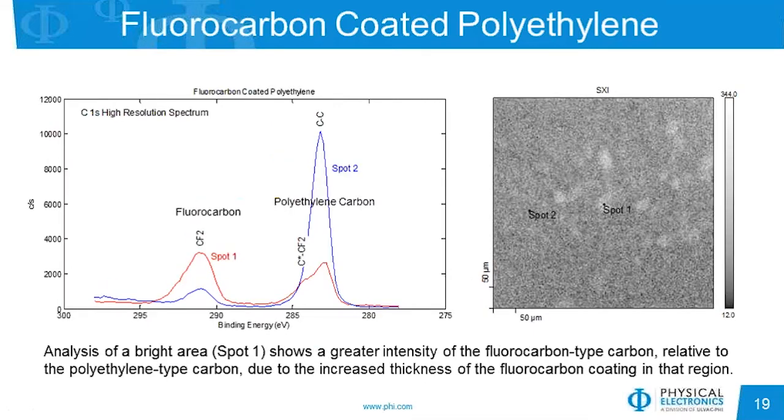We can also look at high resolution spectra to confirm our suspicions, and the carbon 1s spectra shows that indeed in the bright area on the red curve we do have higher CF2 type bonding compared to the blue area where we see a larger ratio of CC bonding relative to the CF type bonding. Again, suggesting that in the bright area that we see in the SXI, we have a little bit thicker fluorine coating.